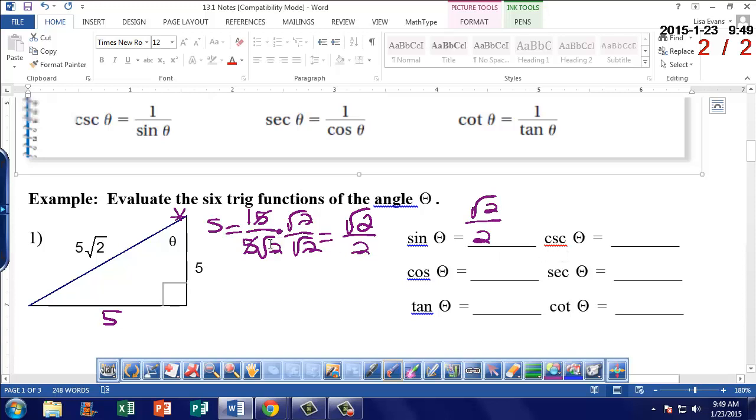Now cosecant, remember, is the reciprocal of that. So when I do cosecant, I'm going to go ahead and take my original and flip it. So 5 root 2 over 5. The 5s are going to cancel, and we're left with root 2.